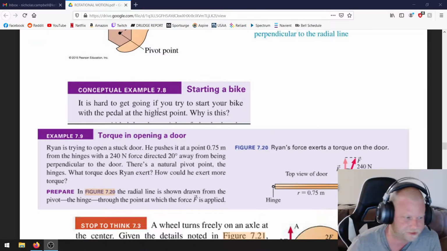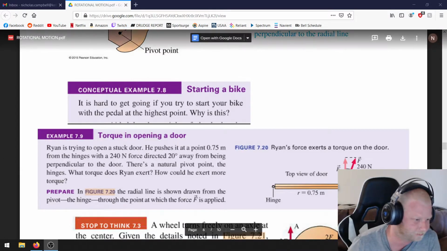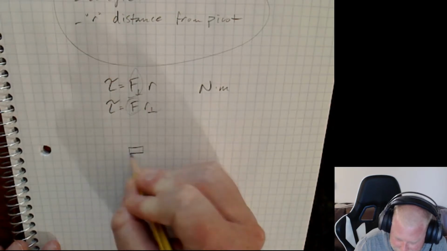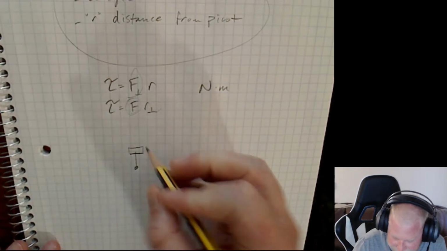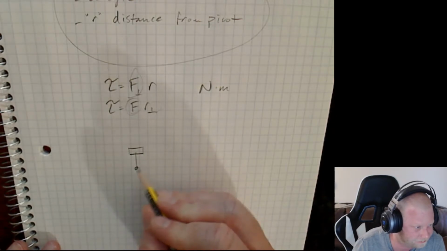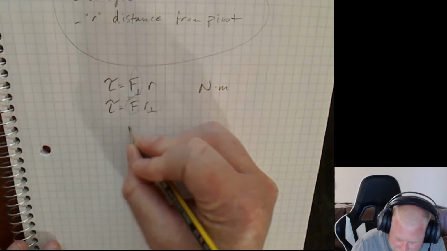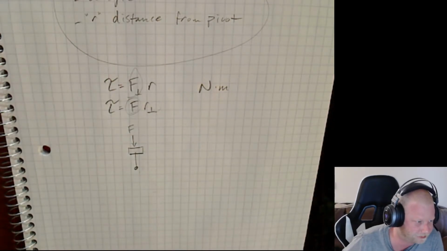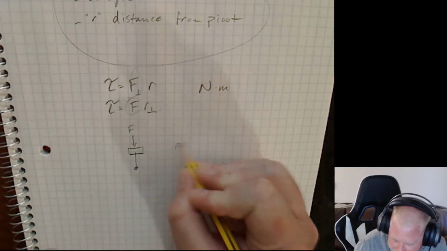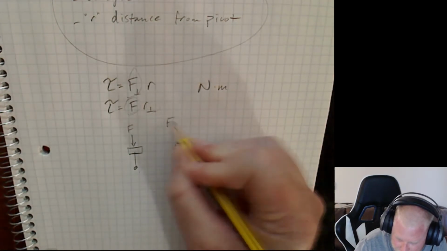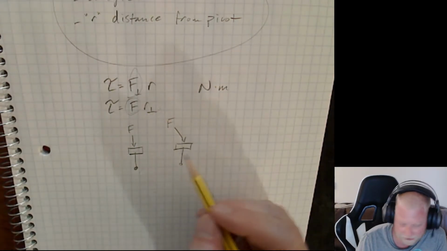So take a look at example 7-8. It is hard to get going if you try to start your bike with the pedal at the highest point. Why is this? Well, if you're trying to start your bike with the pedal at the highest point, so let's say this is your pedal and this is the gear. If you push straight down with some amount of force, that pedal's not going to spin. Right? So if you want to get your bike going from this position, you've got to exert a very large force at an angle on this pedal.